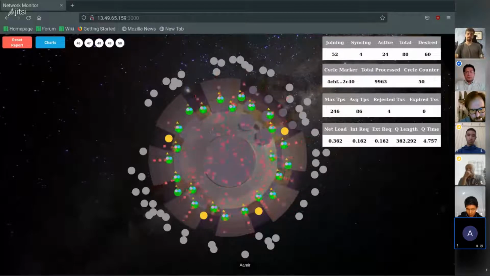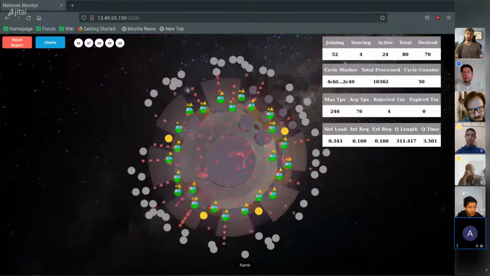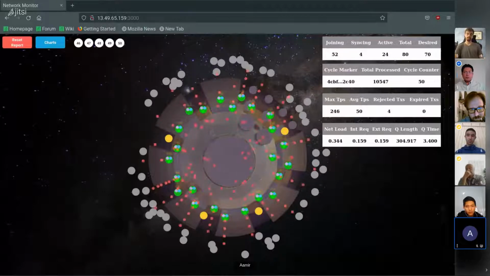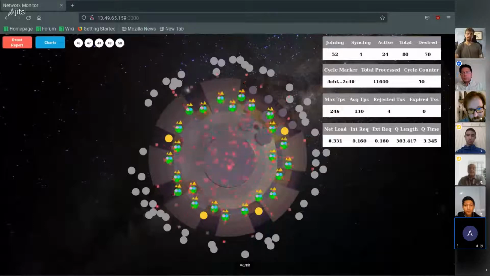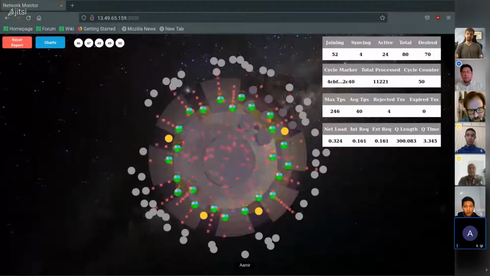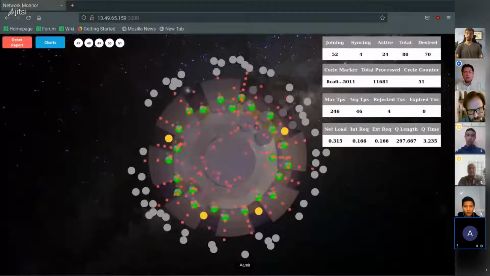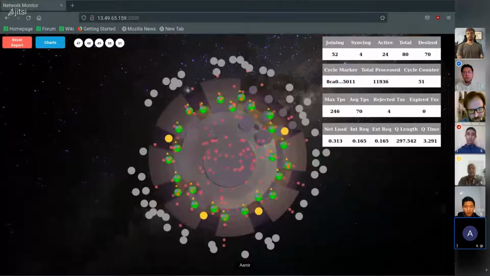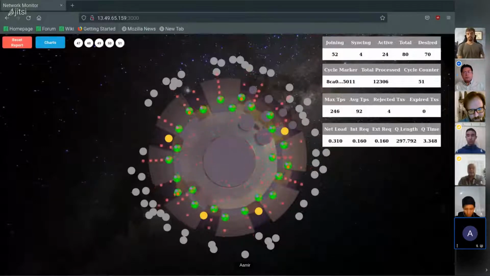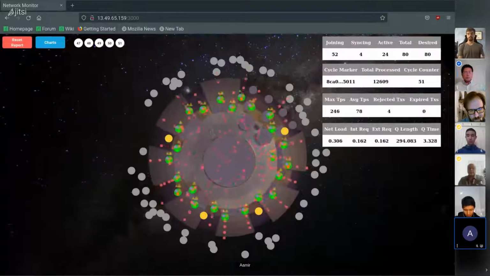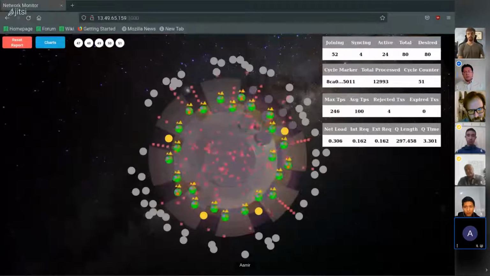So the gray circles that you see are nodes that are waiting to join the network. So we've got a total of 80 nodes that can potentially join the network. And right now we have 24 nodes that have joined and become active. And there's 4 nodes that are syncing. So the ones that are syncing show up as yellow. So basically, when a new node joins the network, what it has to do is talk to some peers and catch up on the data that's already in the network.